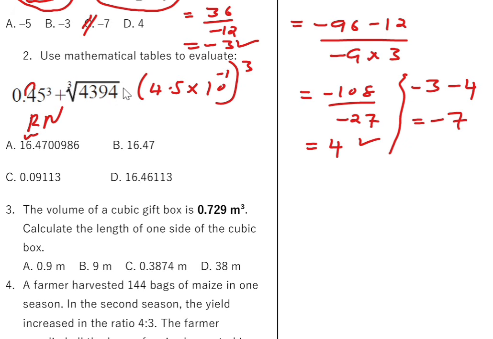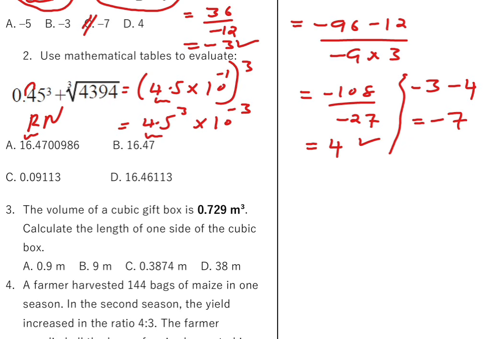You can simplify this by opening the brackets. We use indices, so I open by the power. It will be 4.5 raised to power 3 times 10, then you multiply these powers. Negative 1 times 3, we get negative 3. This means that we go in our mathematical table and we see what is the cube of 4.5.